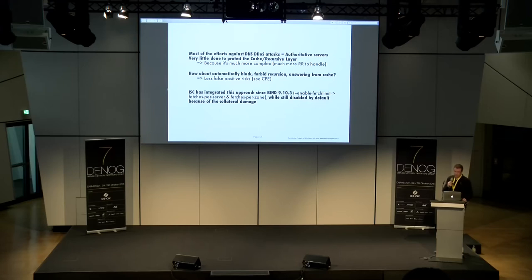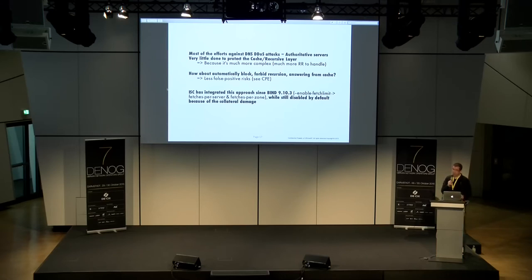So as I said, these different techniques, block, forbid recursion, and answer from the cache could be an idea. And also, just to mention that ISC released about one month ago a feature which was already there in testing mode for a while, but now it's officially there. They call it fetches per server and fetches per zone. The idea is exactly to say, well, if we detect something, specific clients or one or several clients which are trying to do something which is not normal, then we will block these clients.